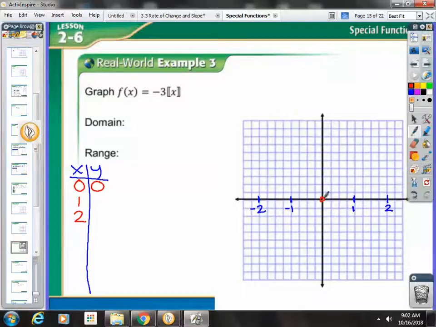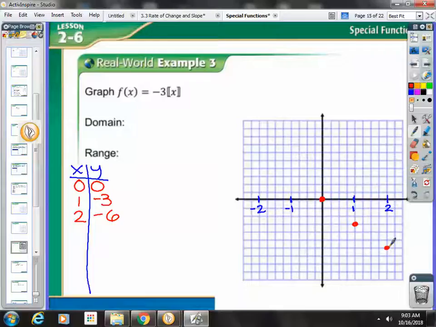As I find my points, I'm going to plot them on my graph. If I put 1 in, the greatest integer of 1 is 1. And 1 times -3? -3. So 1, -3. Remember, you spread out your x-axis, so 1 is over 1, -3. Put 2 in. The greatest integer of 2 is 2. And 2 times -3? -6. So 2, -6. Over to 2 and down 1, 2, 3, 4, 5, 6. Looks like a straight line, doesn't it?